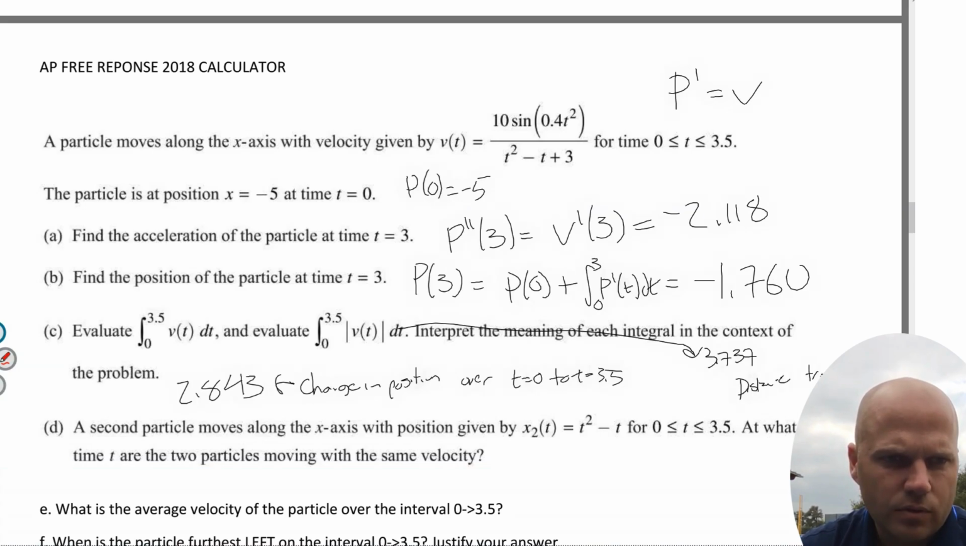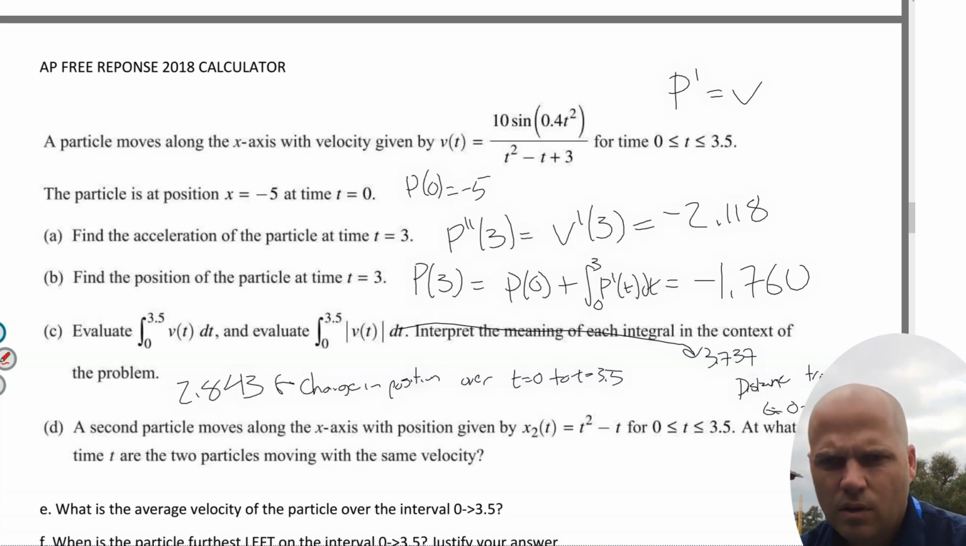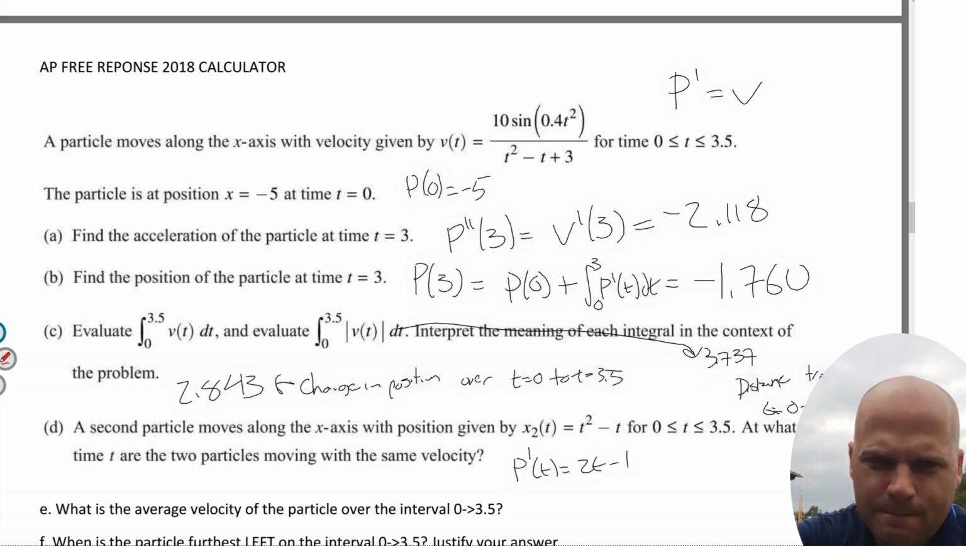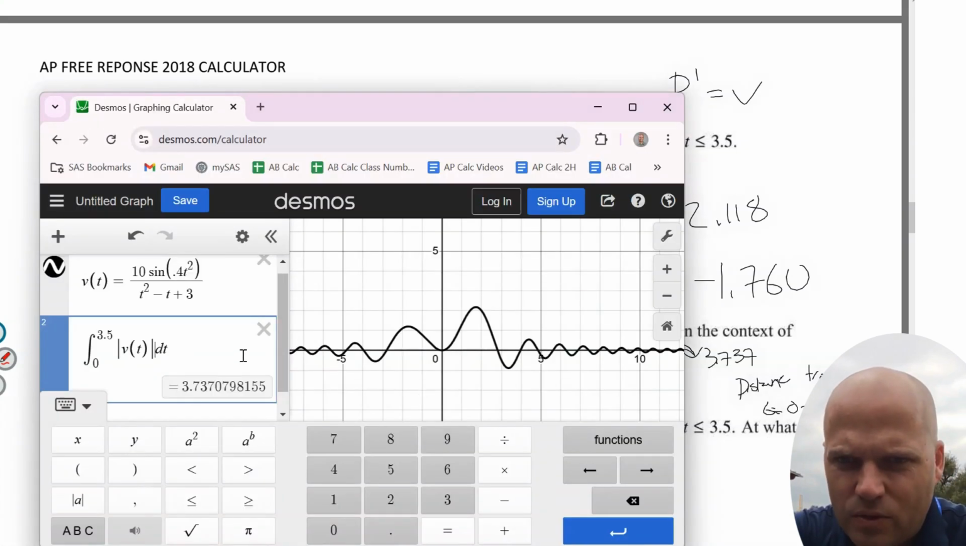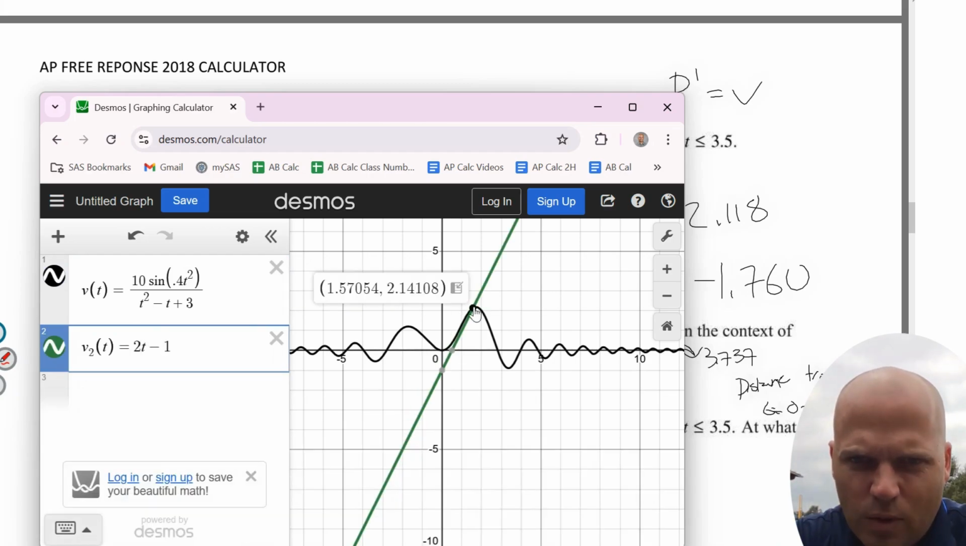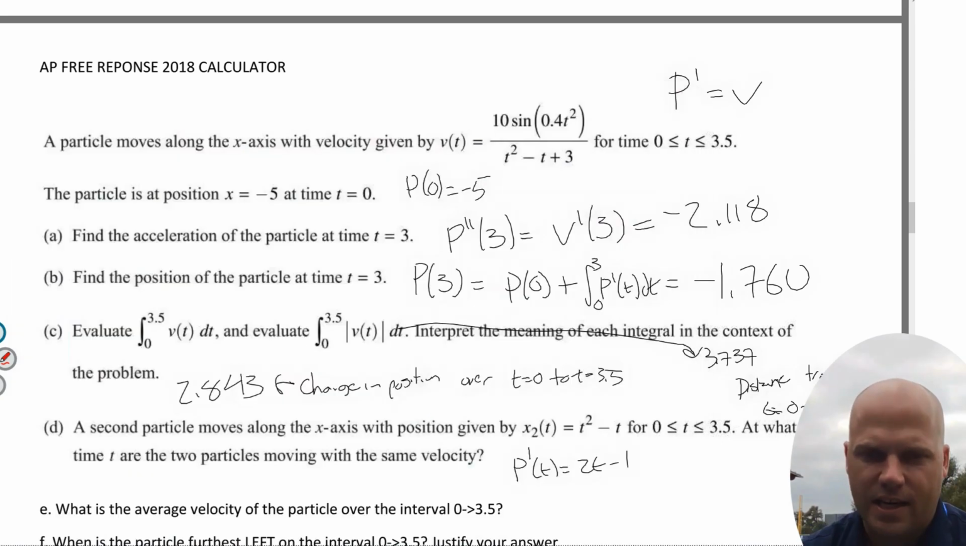Distance traveled from 0 to 3.5. Ooh, when does the second particle have the same velocities? Well, the second particle's velocity would be 2t minus 1. So the question is, when does this velocity equal this velocity? And that is at 1.570. What easiness.